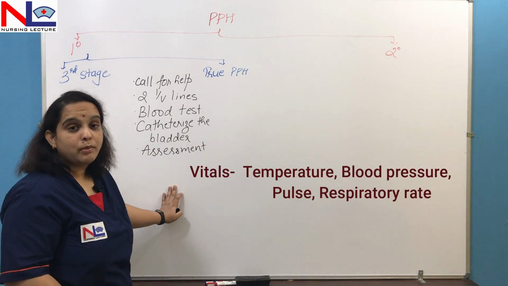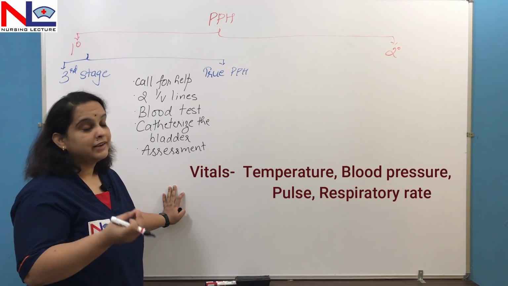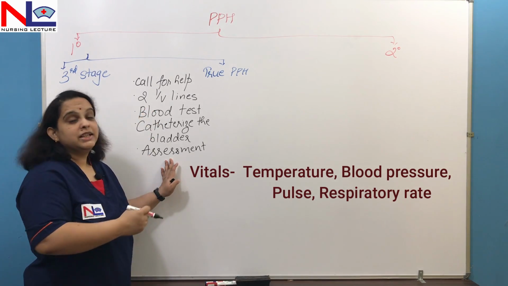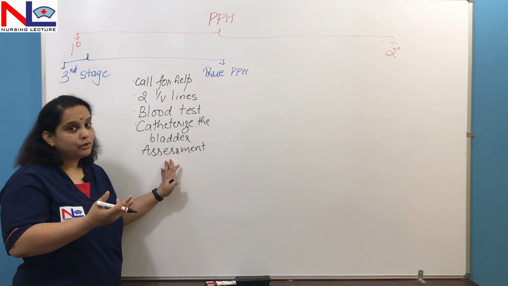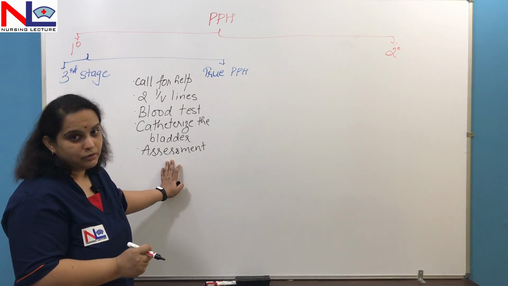We must know the woman's temperature, blood pressure, pulse and respiratory rate, because with this heavy bleeding there may be hypovolemia, and that may cause low blood pressure as well as an increase in pulse rate.